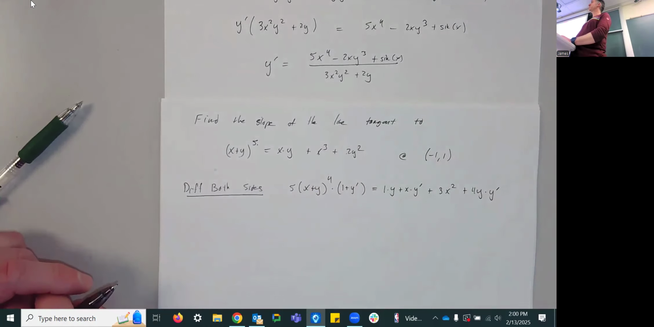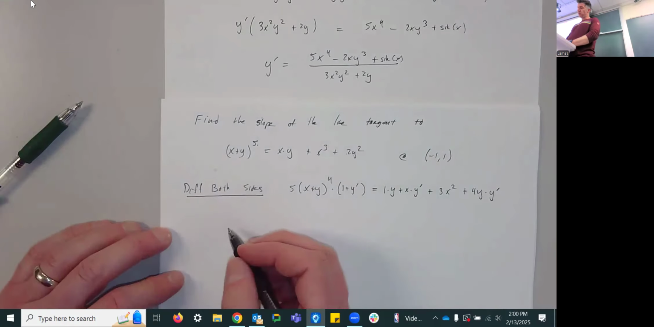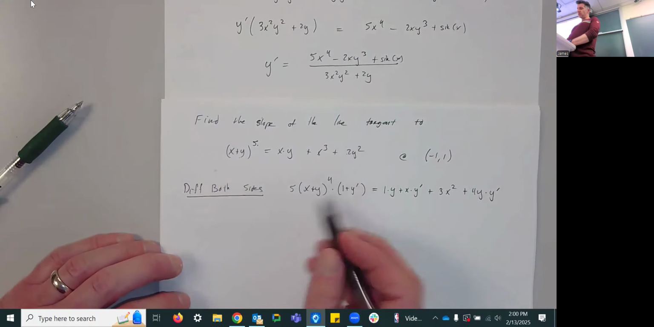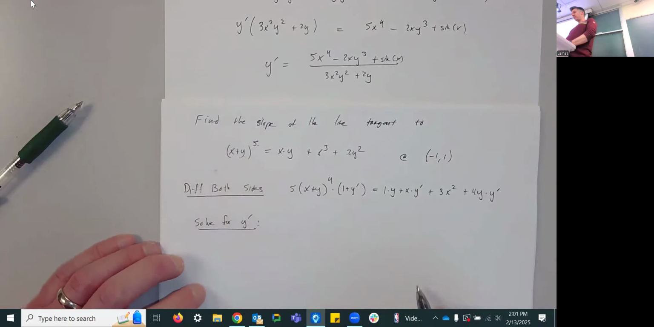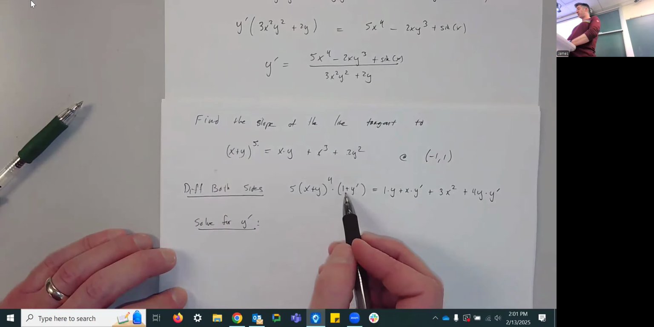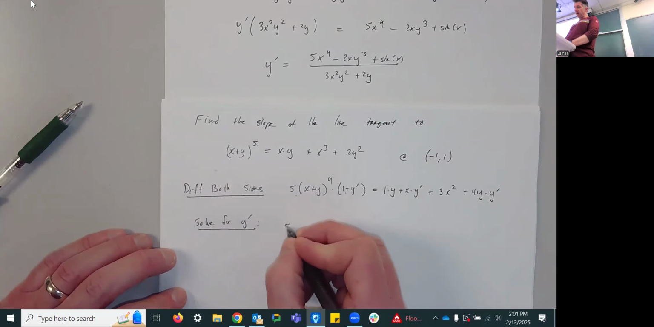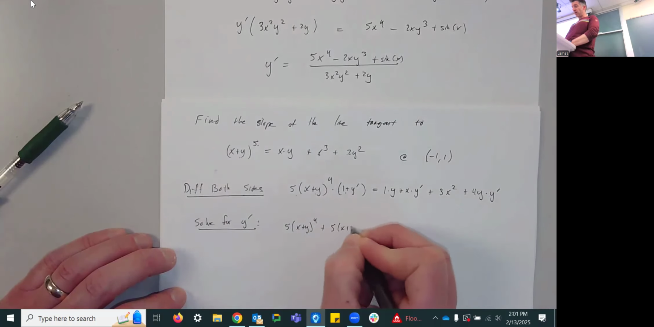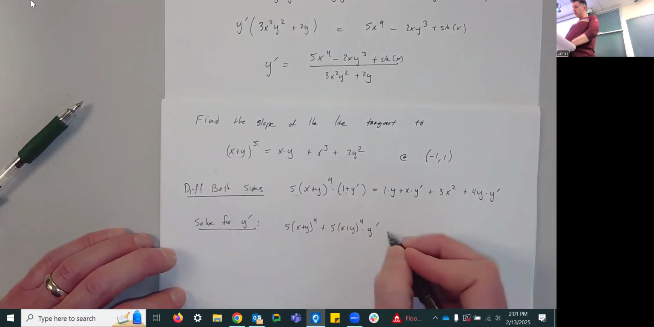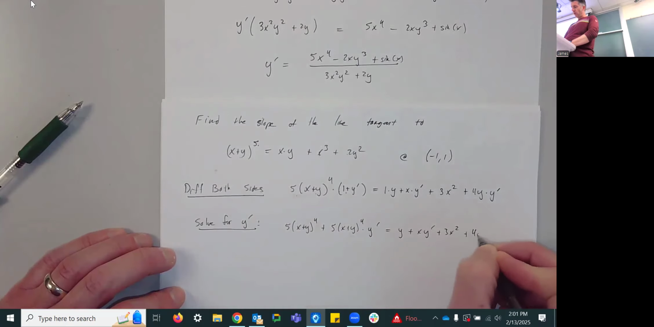Now you have options. You could do the same thing we've done the previous two times and solve for y prime. We'll do that first to show you why you shouldn't do it. So let's solve for y prime. This one's extra terrible because I have a 1 plus y prime in parentheses here, so I have to distribute the 5 times x plus y to the fourth to each of those two terms. So I have 5 times x plus y to the fourth times 1 plus 5 times x plus y to the fourth times y prime equal to y plus x y prime plus 3x squared plus 4y prime.